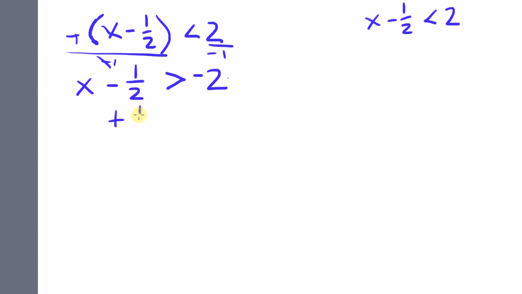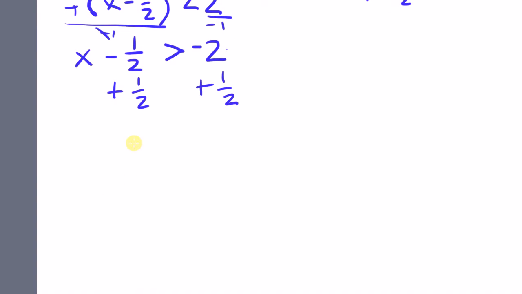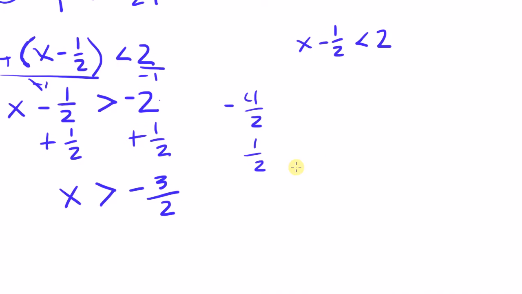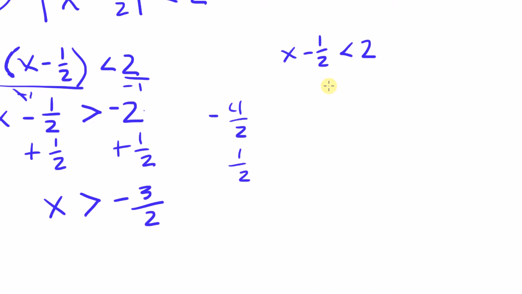Alright, so then we add 1/2. And we say that x has to be greater than. Alright, so -2 is -4/2. Plus 1/2. It's going to be -3 halves. And then on the other side here, we have plus 1/2 plus 1/2. That's a mixed number. And that's going to be 5/2.